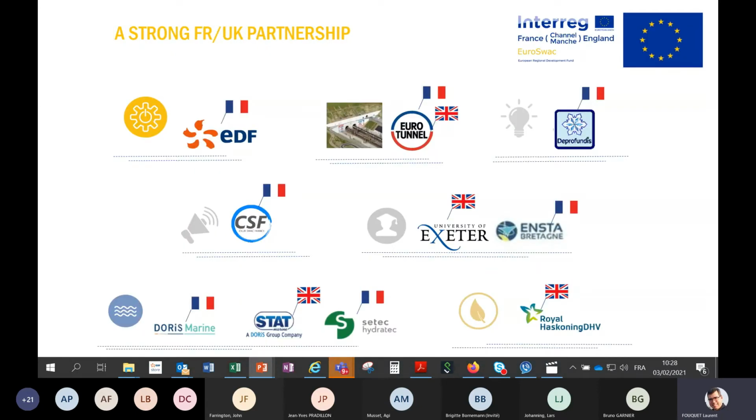So based on this, we have organized a strong partnership with the French and UK partners. You can see on this slide. We, as EDF, are bringing some engineering capacity and coordinating the partners. We have De Profundis, who is a French startup represented by Bruno, who is specialized in SWAC technology. Eurotunnel, of course, as possible end user, and I will tell a word about this later.